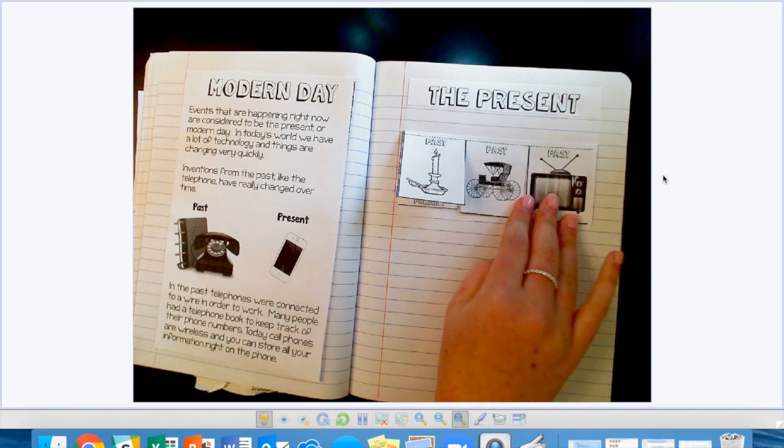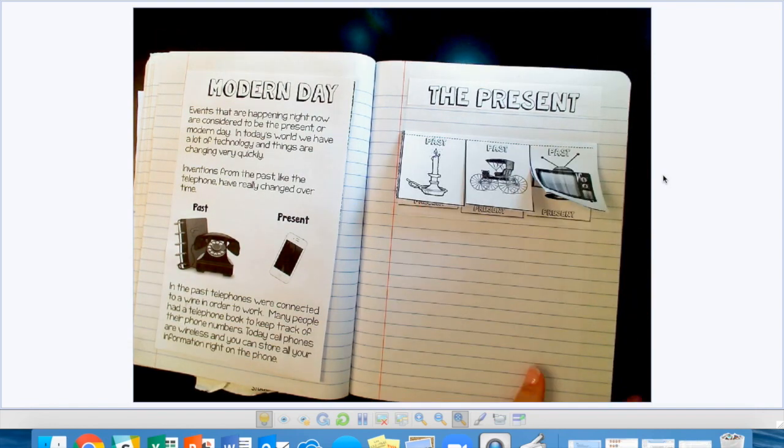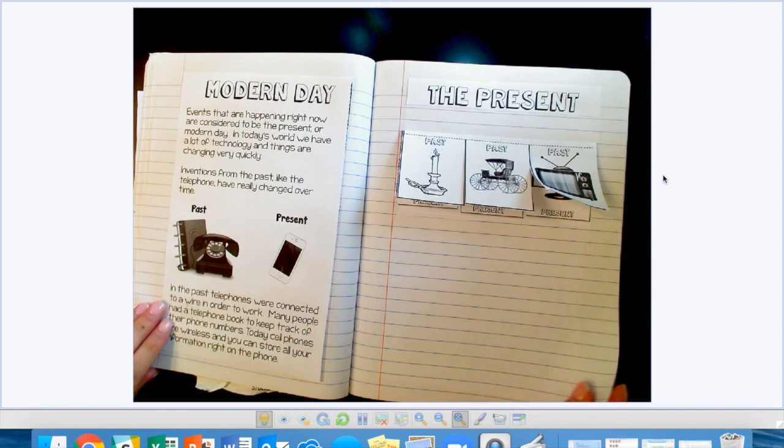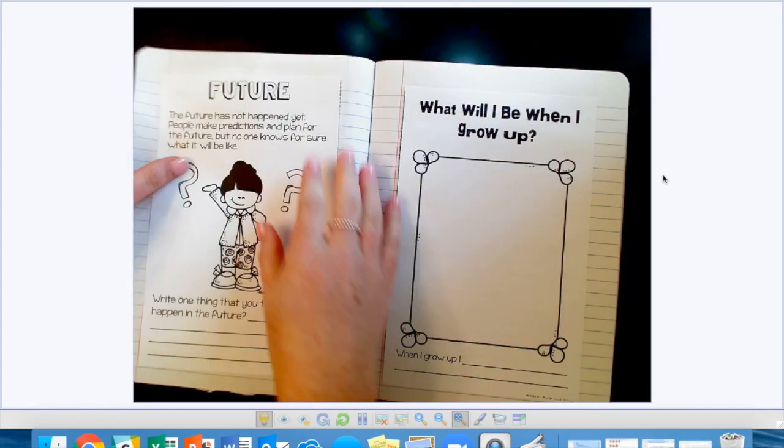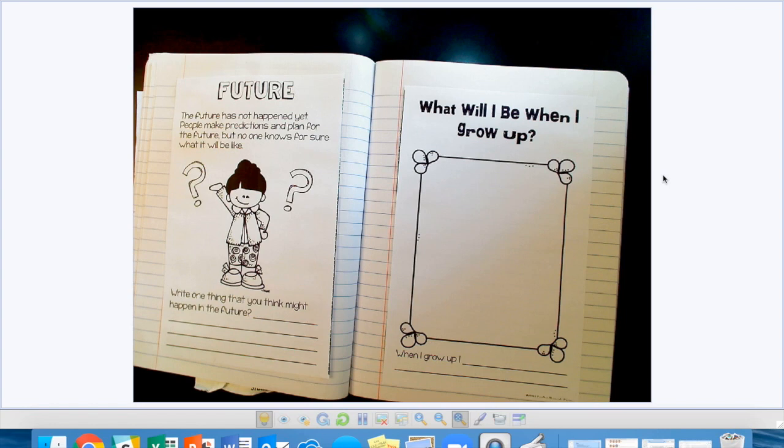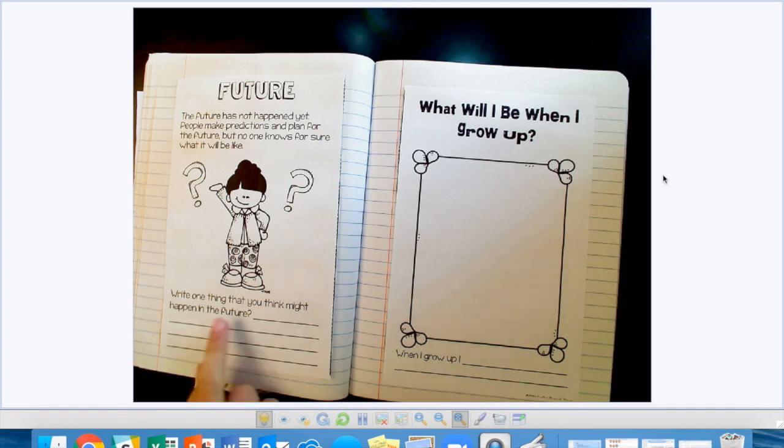Again, feel free to stop and pause this video at any point to catch up and complete your work and then move on. So we've talked about the past, the present, and now we're going to talk about the future. The future has not happened yet. People make predictions and plan for the future, but no one knows for sure what it will be like.